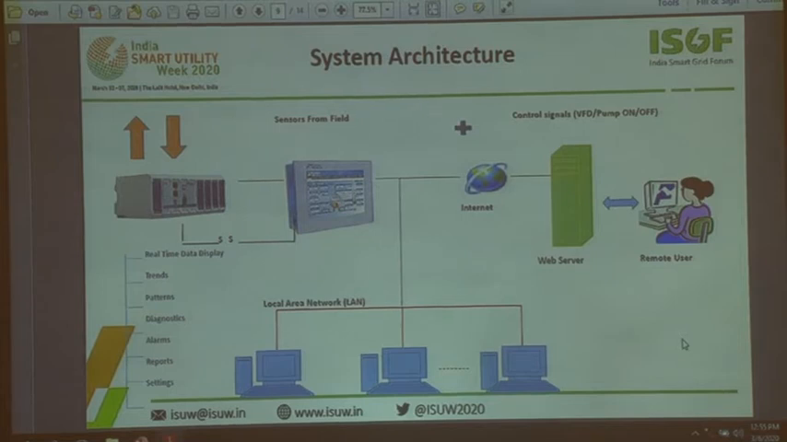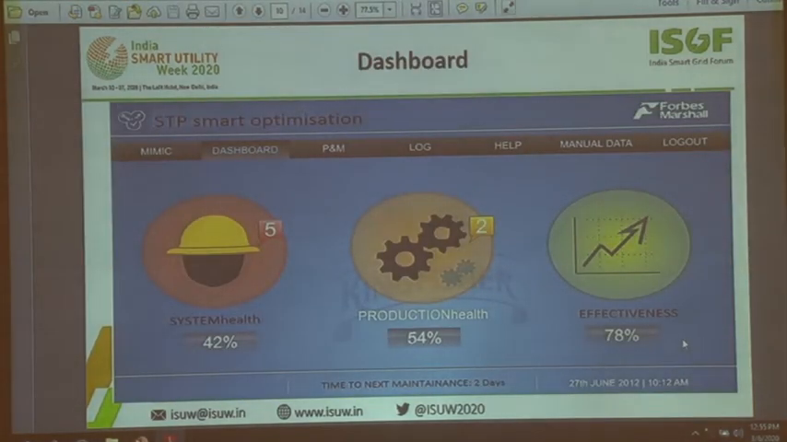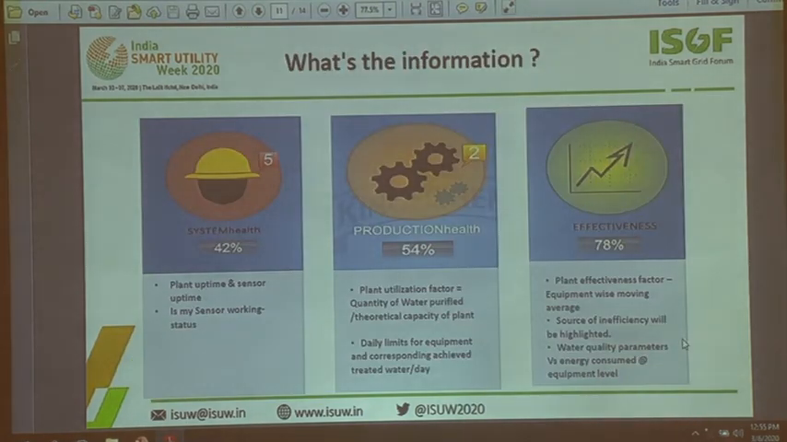So this is a typical network where you will have sensors coming onto a control system inside a sewage treatment plant, and then you will have trends, patterns, diagnostics, alarms, alerts. Then you can transmit it on a local area network to the entire plant. Once this is done, you can generate dashboards. It can give you system health, production health, effectiveness. What was the plant uptime and sensor uptime? Because if you have sensors, is the sensor working perfectly or not? There are diagnostics built inside the sensors also.